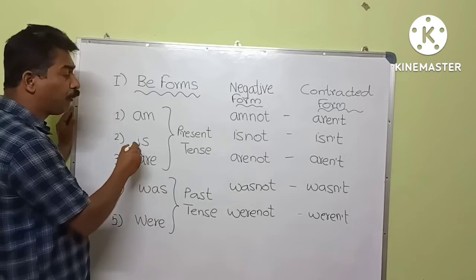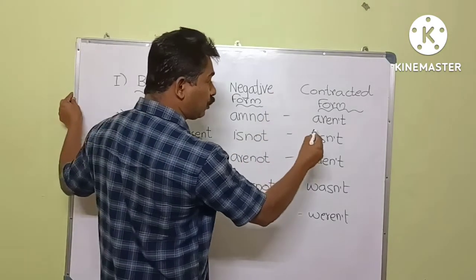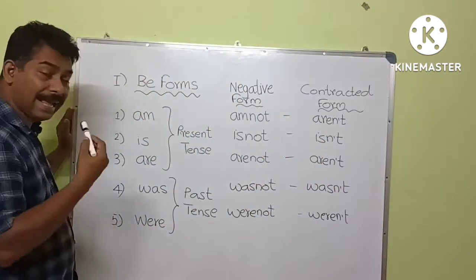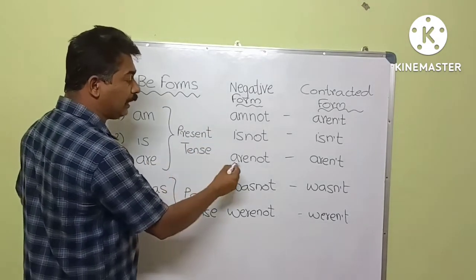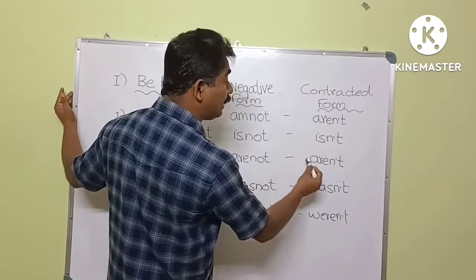The negative form of is is is not. The contracted form of is not is isn't. Next we have are. The negative form of are is are not. Contracted form of are not is aren't.